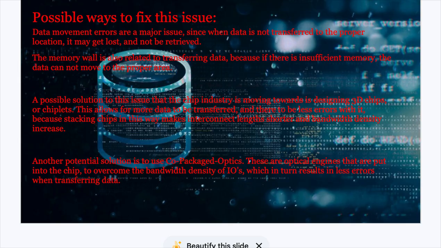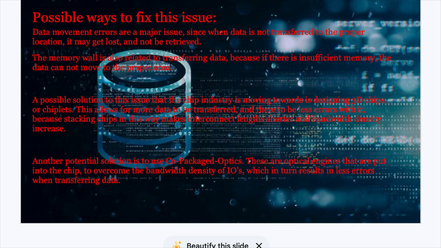So the way these two are connected, data movement and the memory wall, is because when there isn't enough memory in the chip, then data cannot be moved effectively, and hence data corruption is the result. So that's the relationship between the two. Now I'll move on to the possible solutions.